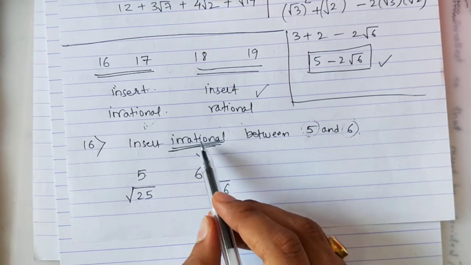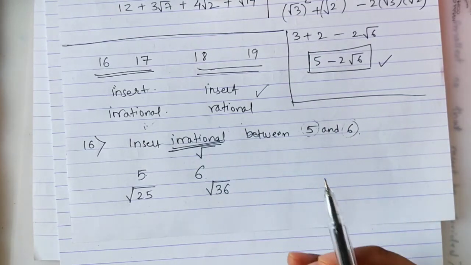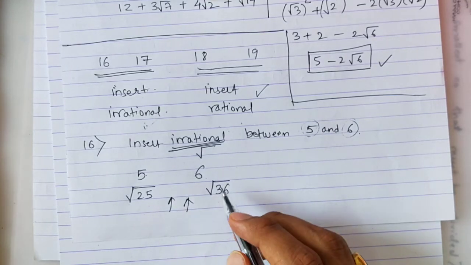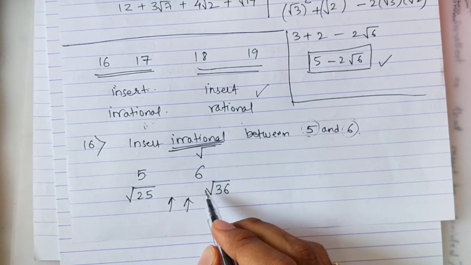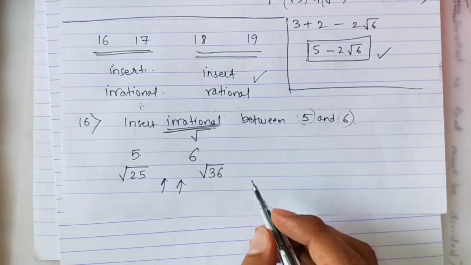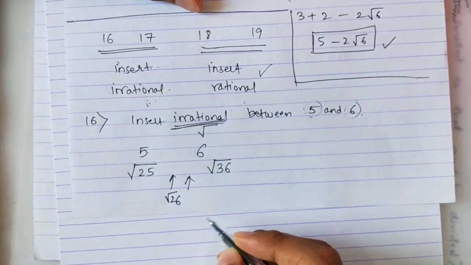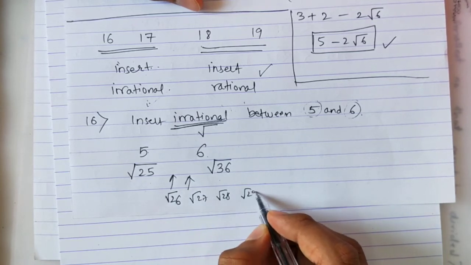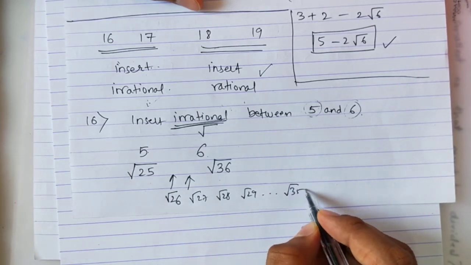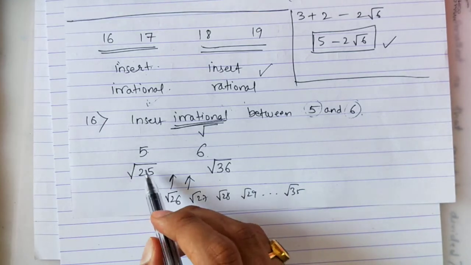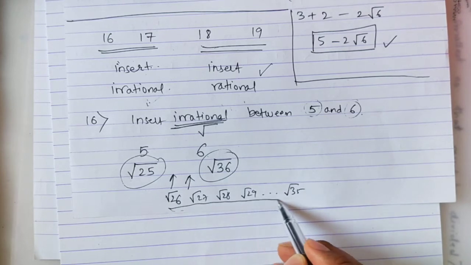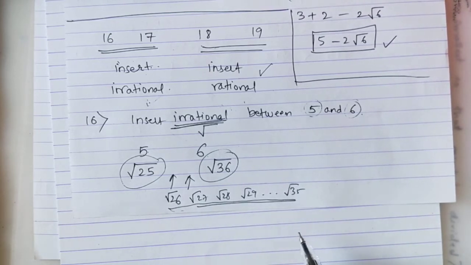I want to insert two irrational numbers between them. So you can use any number between them as your answer. Any number means you can write root 26 as your answer, root 27, root 28, root 29, any number till root 35. The number must be between root 25 and root 36. So you can use any of the two numbers as your answer.